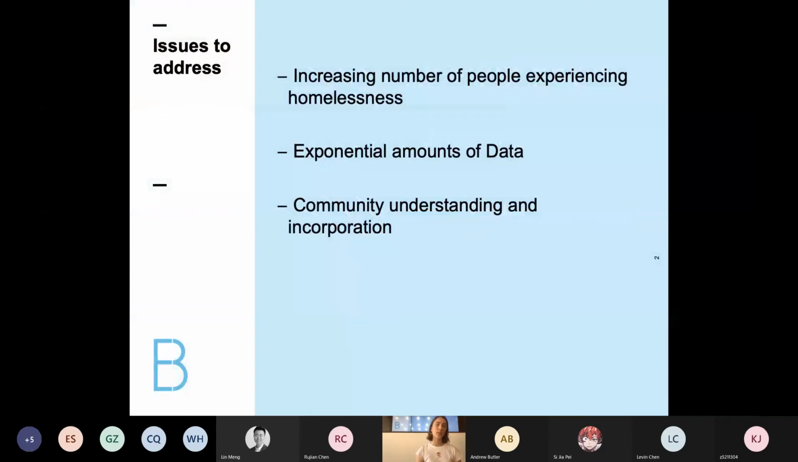So the issues I wanted to address were, one, the increasing number of people experiencing homelessness in Sydney, and two, using and harnessing the exponential amounts of data, and three, produce a tool that enables communities to not only understand, but also include communities in the decisions that impact them.